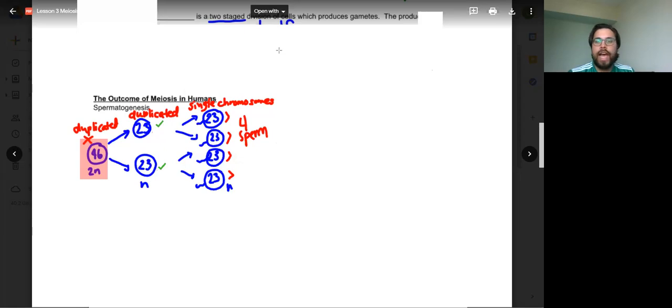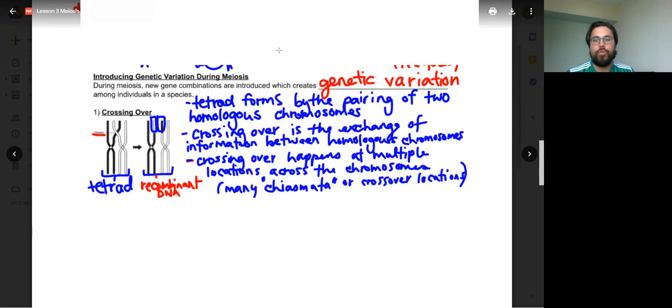All right, let's take a look at how this genetic variation arises and why it's so crucial to why we're studying this. So introducing this concept of genetic variation during meiosis, it's important to consider it as a whole.